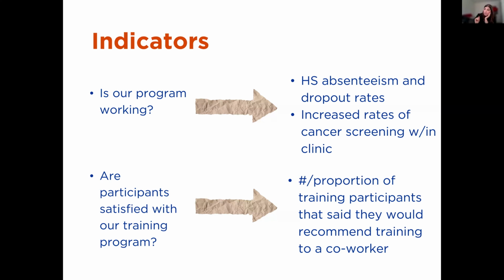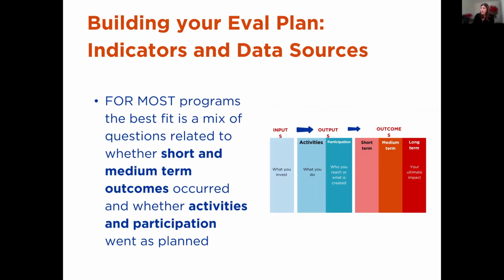Moving on to process, right? If I'm thinking about a training program or something that's educational, right? Looking at the number and proportion of training participants that said they would recommend the training or something like that. Not always the most valid indicator, but all examples of indicators that you can be using. So just a reminder, like I said, for most programs, you are going to be doing a mix of outcome evaluation and process evaluation. That is what is required most frequently by federal funders in particular.